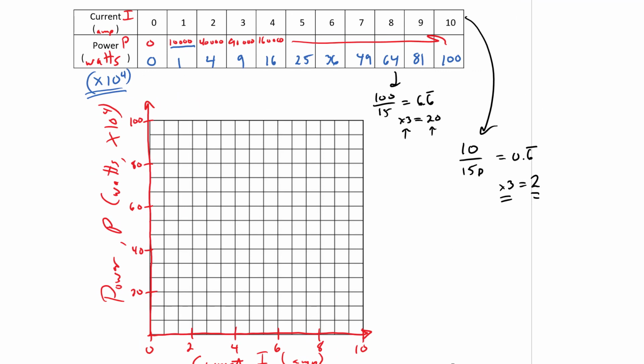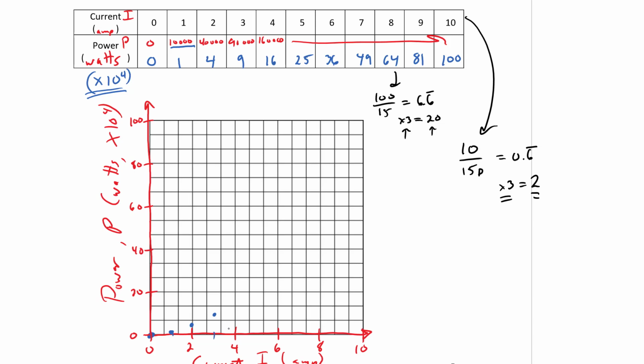Now let's plot this data on this graph. 0, 0. So we have an origin here. I should draw 0 on that side as well. It goes through the origin. 0, 0. No current, you get no power. That makes logical sense, right? We then have 1 and we have 1, almost 0 but not quite. We have 2 and we have 4, right about there. We have 3 and we have 9, slightly less than halfway.